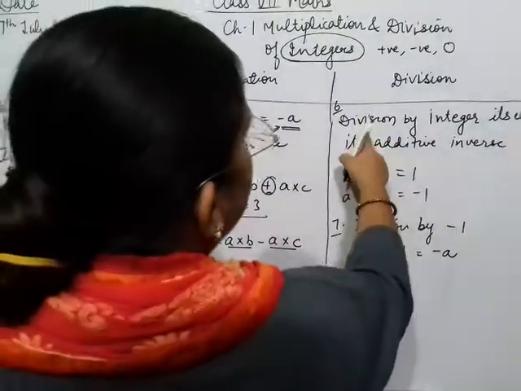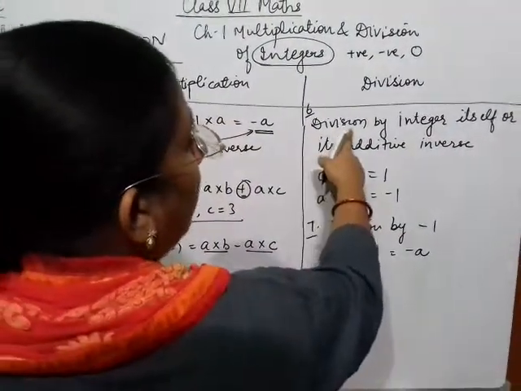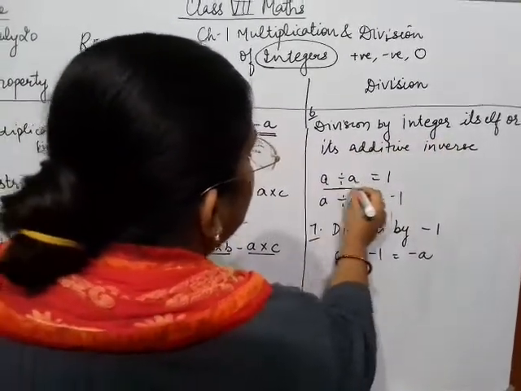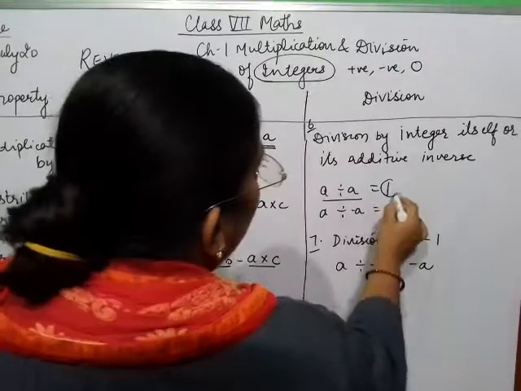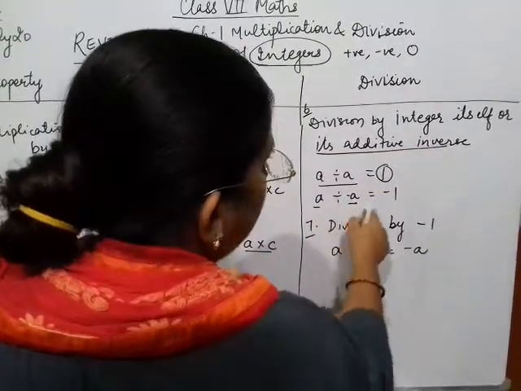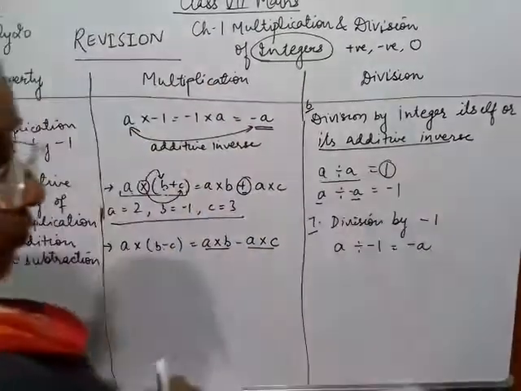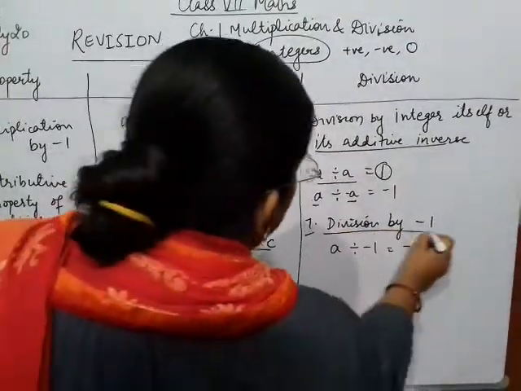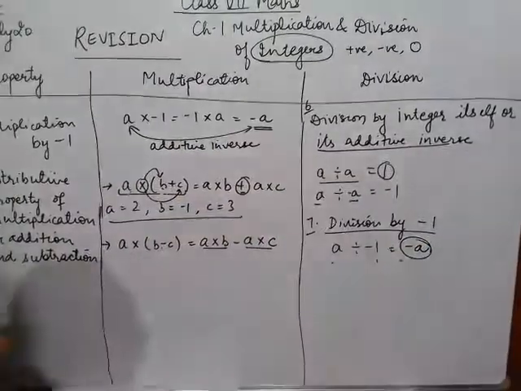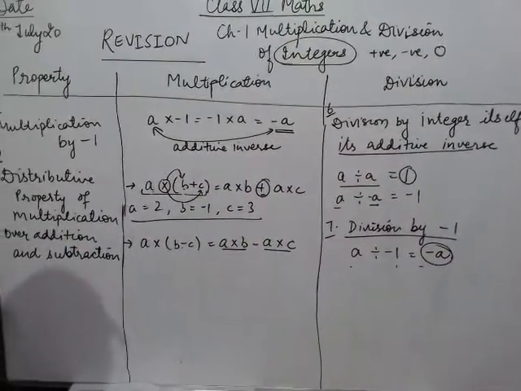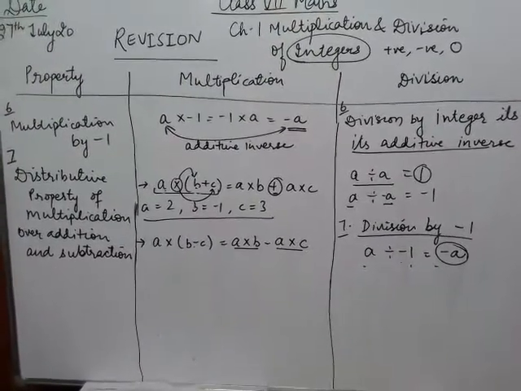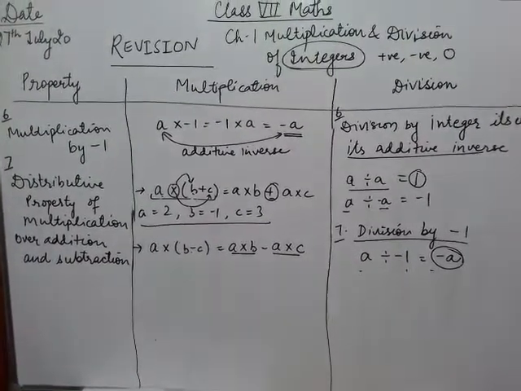Then we have the exclusive property of division. Division of an integer by itself, that is a by a, gives 1, or its additive inverse. When a is divided by minus a, we get minus 1. Okay. Then we have division by minus 1. A divided by minus 1 gives its additive inverse, minus a. Okay. So these were the properties on the basis of which you have to do the questions of the worksheet.